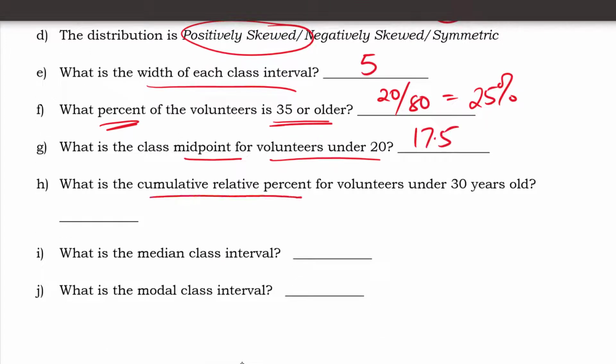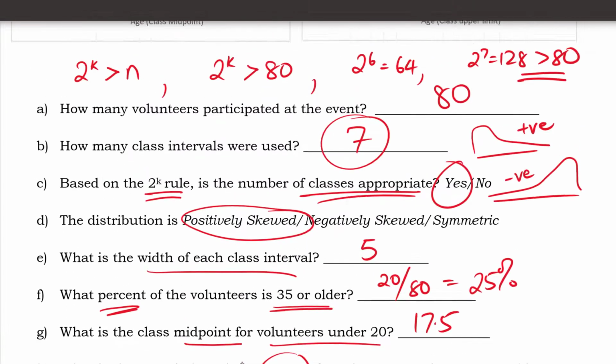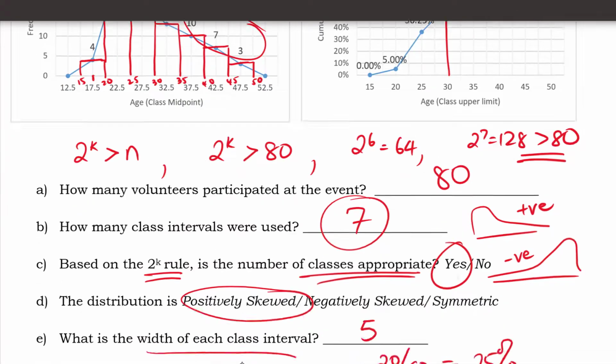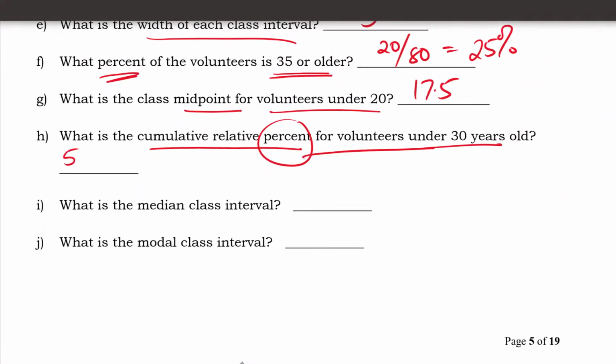What is the cumulative relative percent for volunteers under 30 years old? The question is essentially asking us for the percent of volunteers under 30 years old. So cumulative just means adding up to 30. So if you look here, we can just simply find that value, and it's given to us here. It's 58.75%. That is the answer to that question.